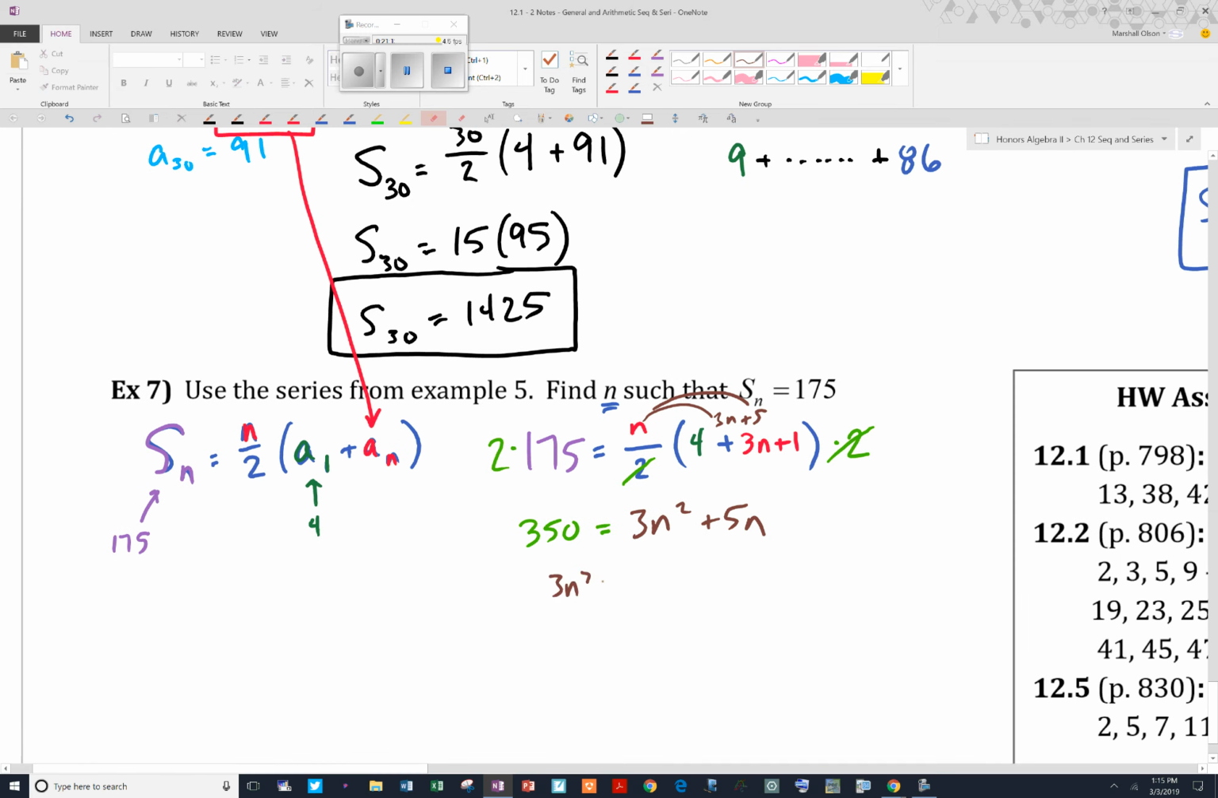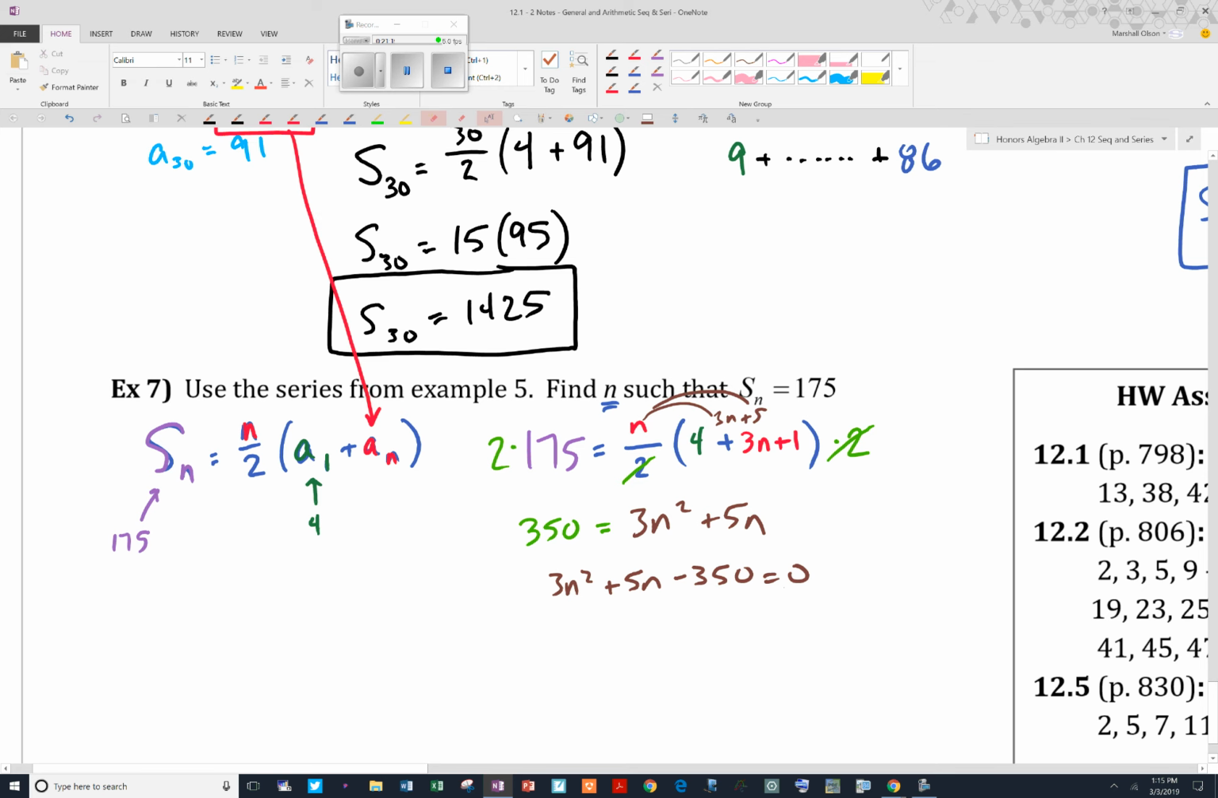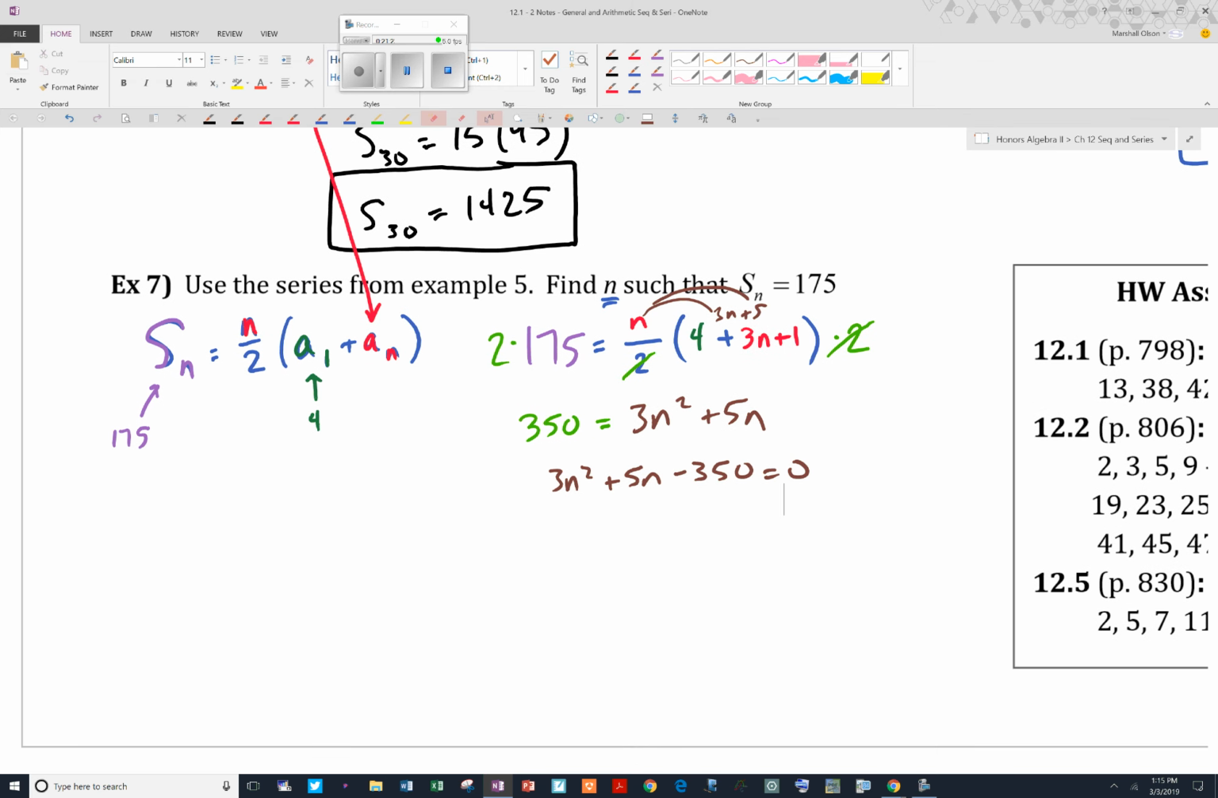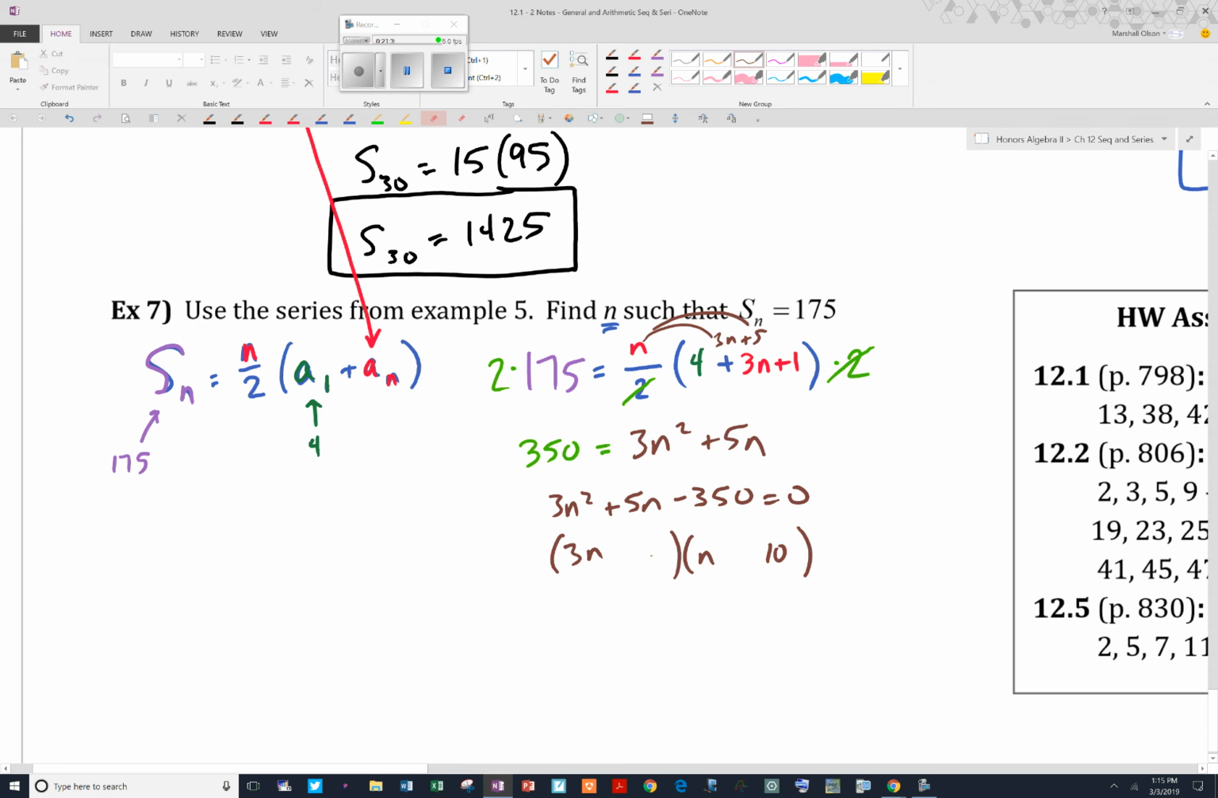All right, let's get everything on the same side here. Subtract that 350 over. This equals 0. And now what we need to do is factor this, or use the quadratic formula. I wouldn't complete the square on this thing. It is factorable. 3n and n is what we have to have in our first spot there. And then two factors of 350 that are going to end up working for us here are 10 and 35, because this gives me 35n, that gives me 30n. So if I make that positive and negative, I have positive 35, negative 30. That would add up to that 5n in the middle.